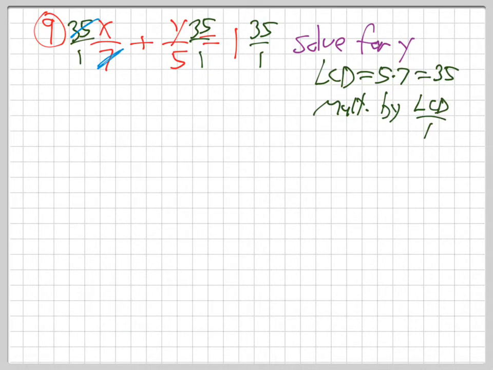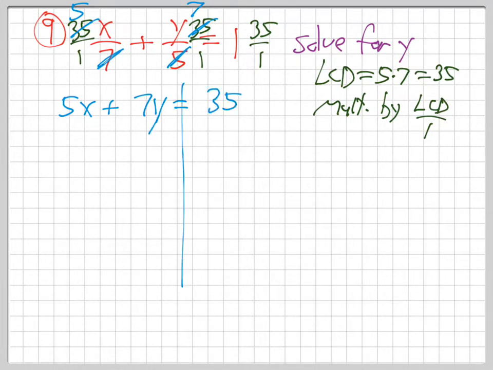7 into 35 five times, so we get 5x. 5 into 35 seven times, so we get 7y. And on the other side, it's just 35. So we good so far? Yeah. No more fractions, which is always nice.